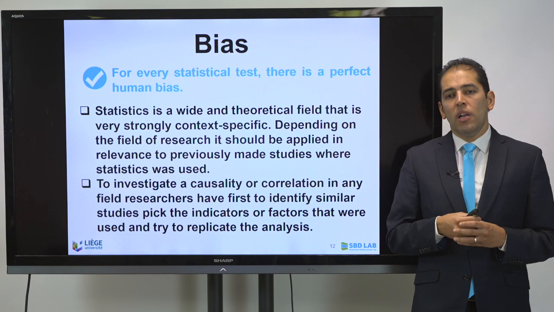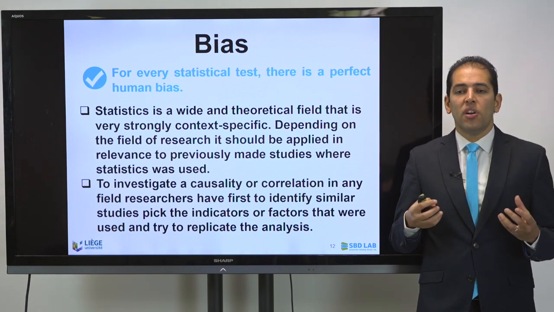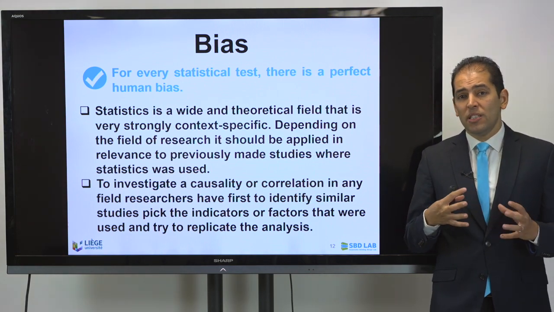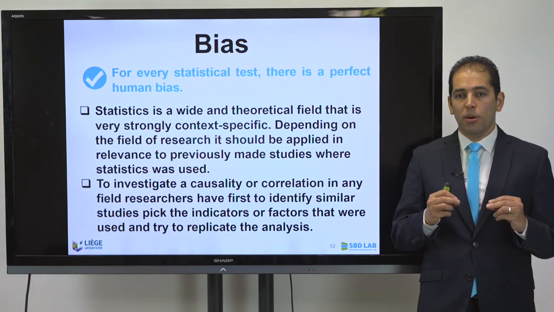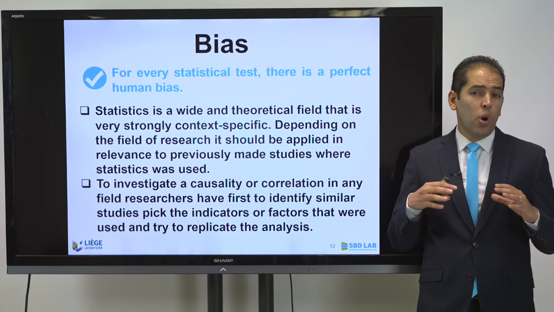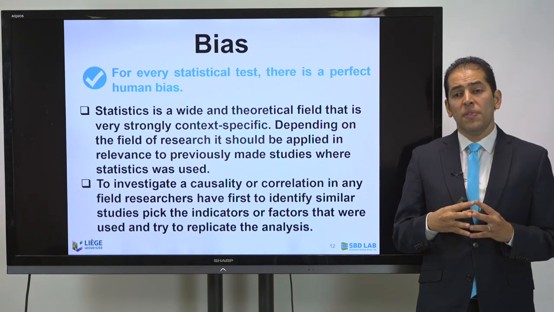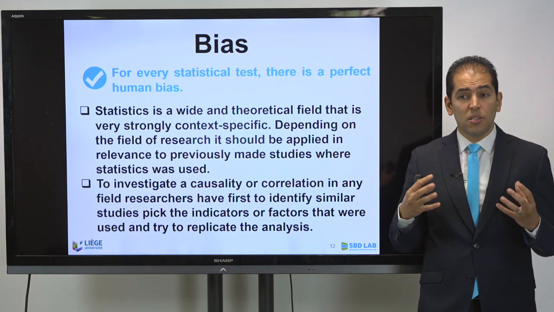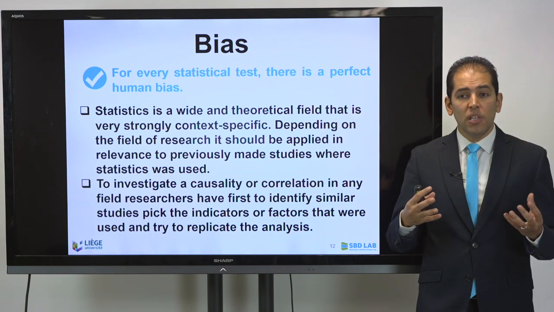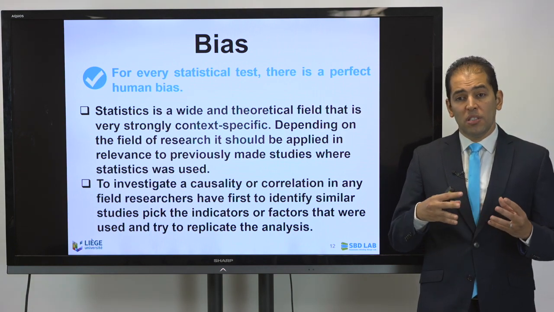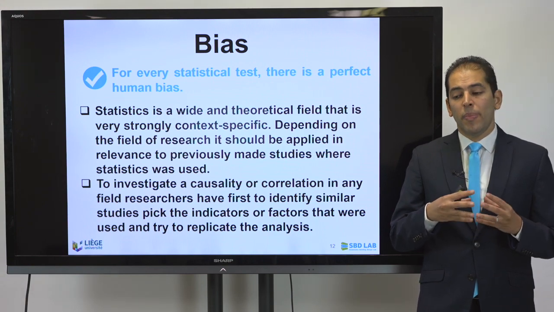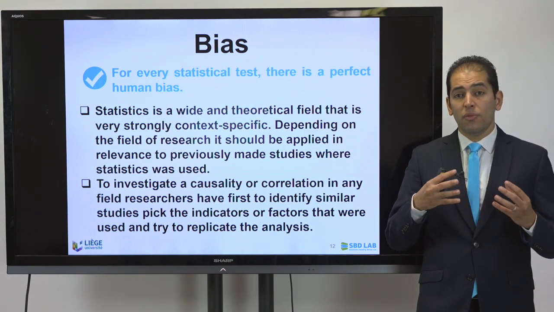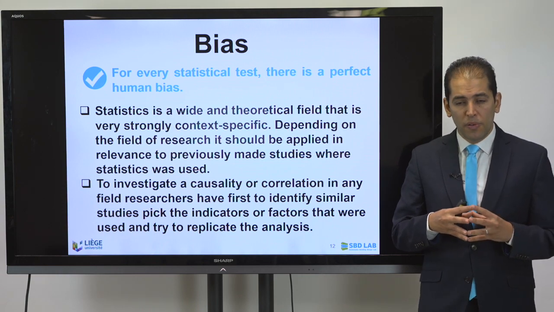Now, let's move to the biases or the bias in statistics, and why is this something happening very often? Well, we can say and generalize that for every statistical test, there is a perfect human bias, and we need to be aware about that. Statistics in general is a wide and theoretical field that is very strongly context specific. It depends on the field of the research where it is applied and its relevance, and therefore it is depending on what has been done before, and therefore you need to connect to the body of literature.